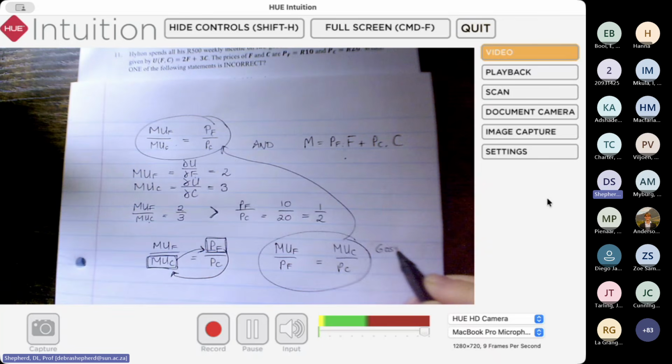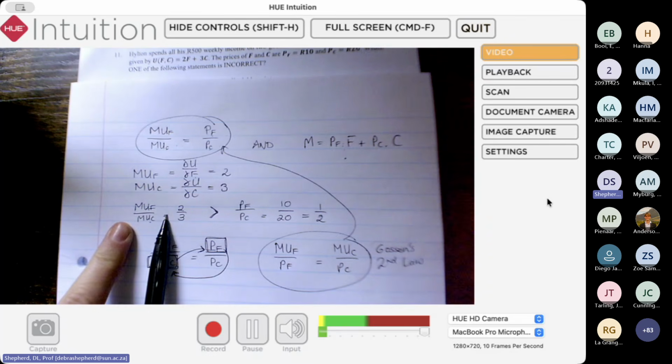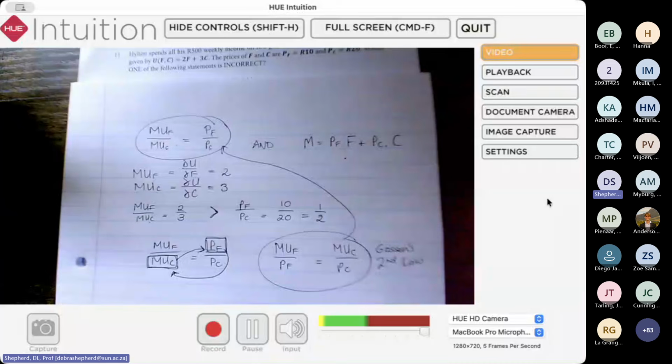If I now look at what I have here, which is MUF over MUC equals 2/3, is greater than PF over PC, which is a half, what I can then say is that 2 over 3, and that's 1 over 2. So let's say that's 10 and 20. Let's keep it in that form. So this is my MUF, 2, and my MUC is 3. My price of F is 10, and my price of C is 20.